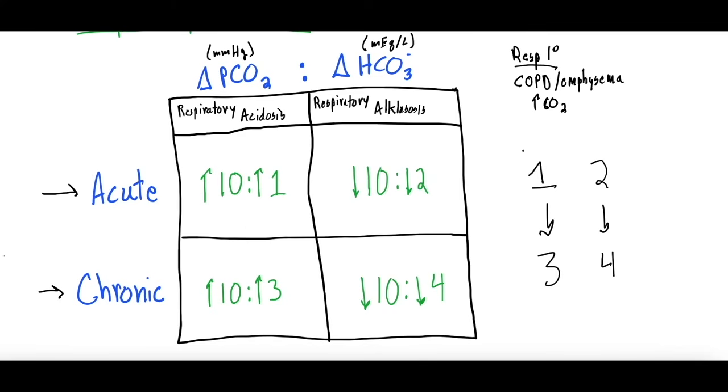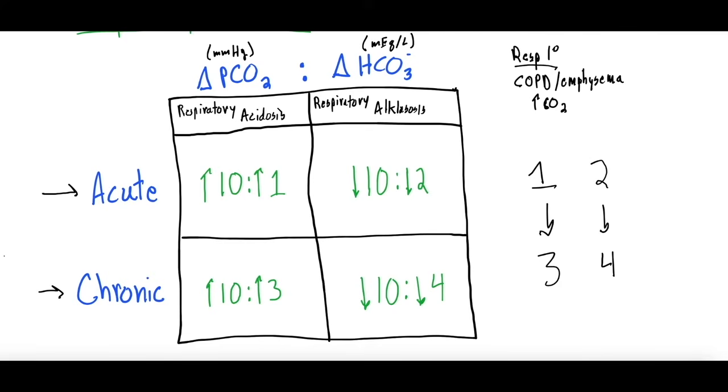This would also be for someone who might not be a chronic retainer, but they have a pathology that has been going on for a number of days or weeks that changes them to have a different baseline level of CO2, a more chronic change in their CO2 levels, rather than an acute one that just happened over hours.